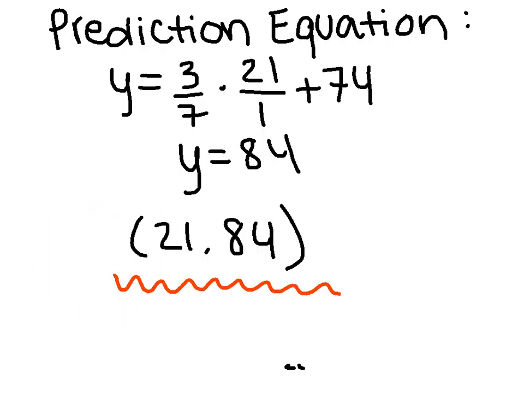My point for my prediction equation would be the 21st competition. And so I plug that in as x, so you do y equals 3 over 7 times 21 over 1 plus 74. And then you end up getting y equals 84. So my prediction for 21 would be the data point 84.